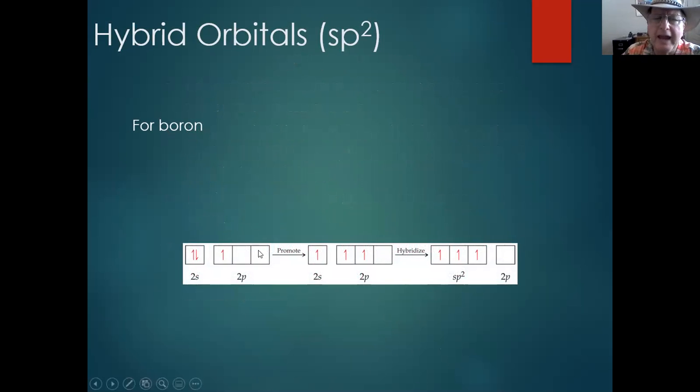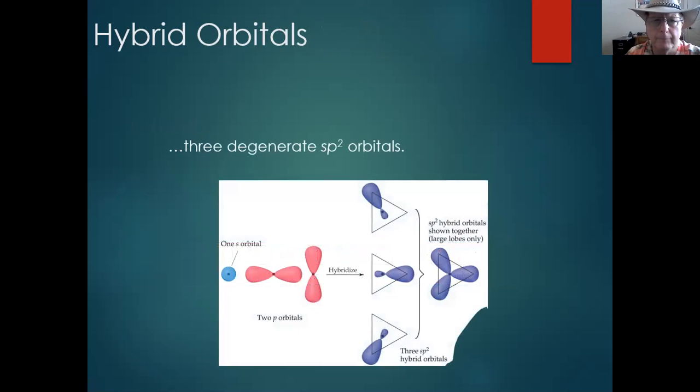So, if I have boron, the atomic diagram of boron is this. What I'm going to do is promote an electron, which gives me these orbitals. I then hybridize them. These two with the electrons get hybridized with this S to make three SP2 orbitals. I still have one 2P orbital free. If I put these three together and hybridize them, I get a trigonal planar geometry.